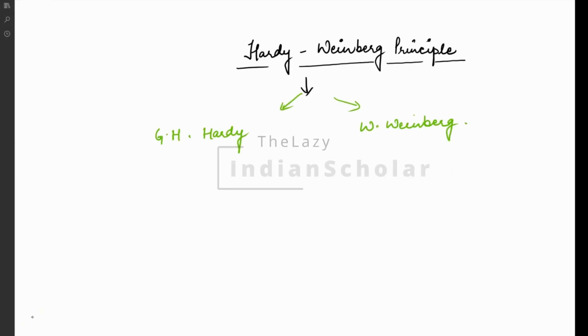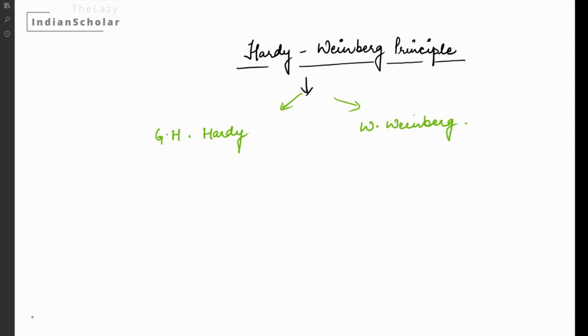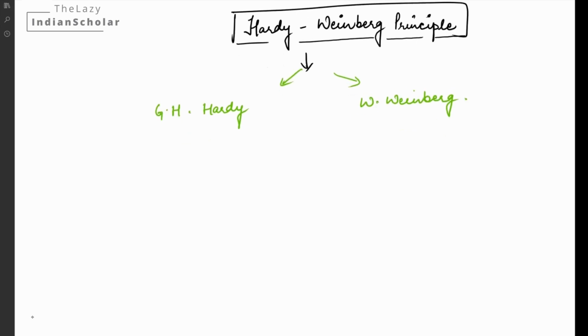So let's start with the topic Hardy-Weinberg Principle. Have you ever wondered how scientists know if a population is evolving or staying the same genetically over the generations? So here comes a principle known as the Hardy-Weinberg Principle. This principle basically checks if a population is in genetic equilibrium or not. That means whether the genes in the population are stable or evolving.